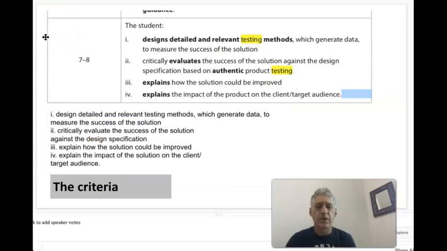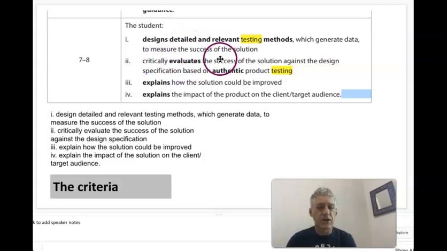So the criteria are pretty clear about this. We must design detailed and relevant testing methods that generate data. This is not just a survey saying, do you like it or do you not like it? We need to design this. We need to put thought into this.